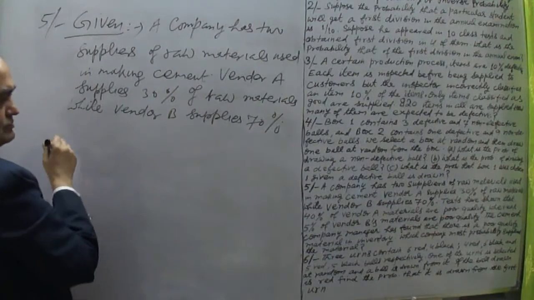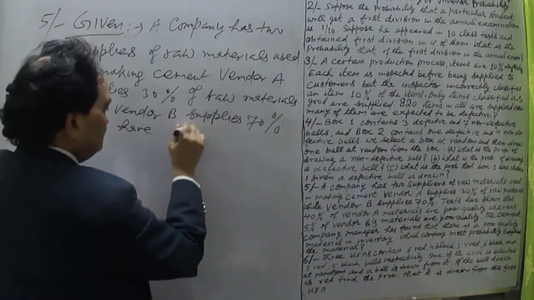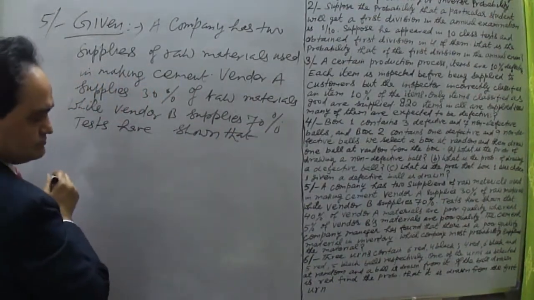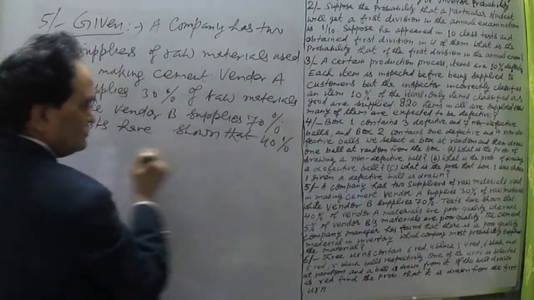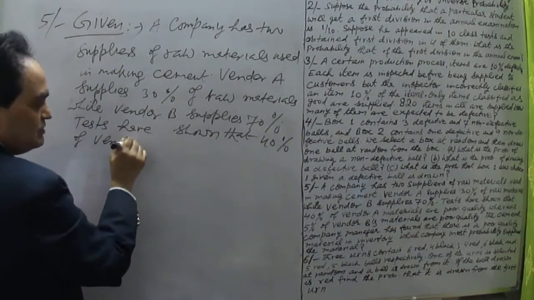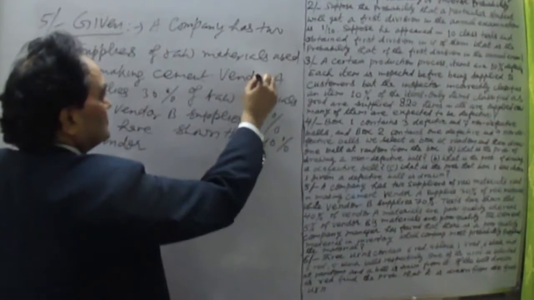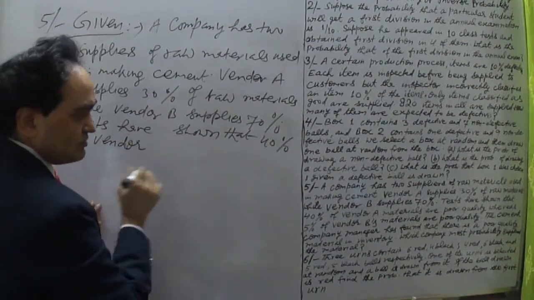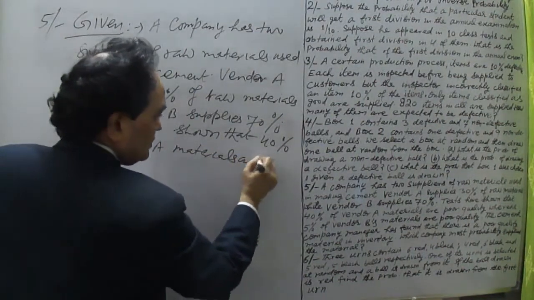Now tests are shown. Further information: tests have shown that 40% of vendor A materials are of poor quality.